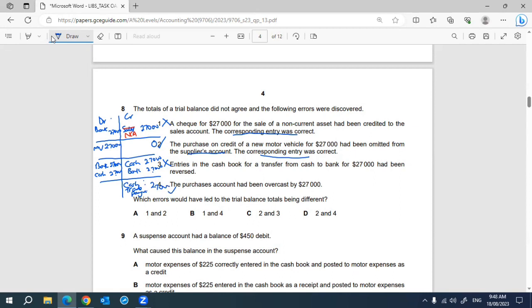The credit side was the correct amount. Well, let's call it X. We do not know what the amount is. But the purchases account on the debit side was whatever X amount plus 27,000. That's what it meant. It has been overcast. So which means the purchase account had been over debited. So which means this will affect the balancing of the trial balance. So hence 2 and 4 would be our answers. So therefore the correct answer is D.